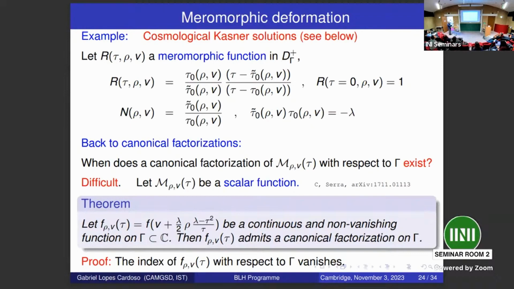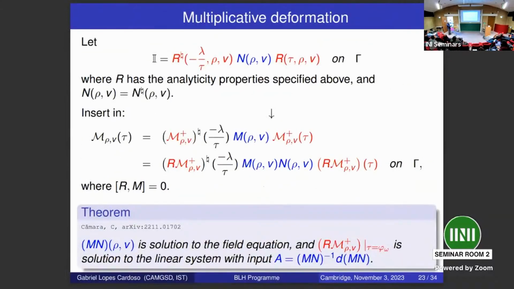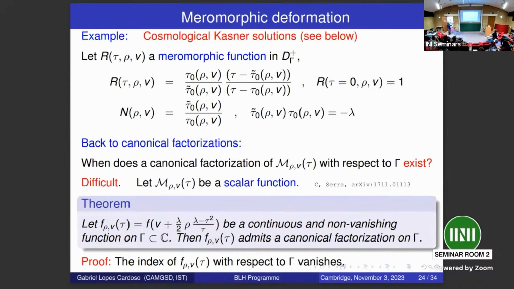If you take the matrix R that appeared here to have a simple pole in the interior, given here by tau 0, and you pick the function M that only depended on rho v to be given by this expression, the details are irrelevant, you find that if you start from a certain monodromy matrix that has a canonical factorization, and you then multiply it with this R, you find that the associated matrix here solves the equation of motion and describes a cosmological Kasner solution.